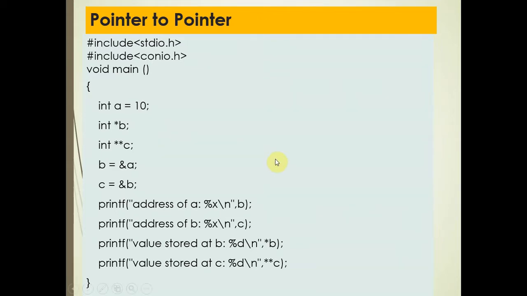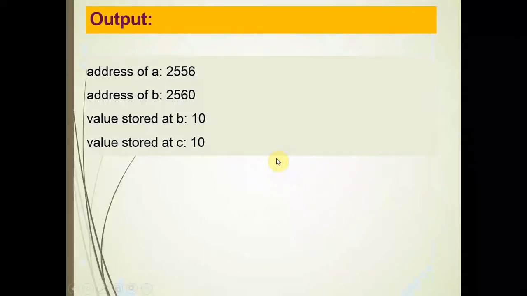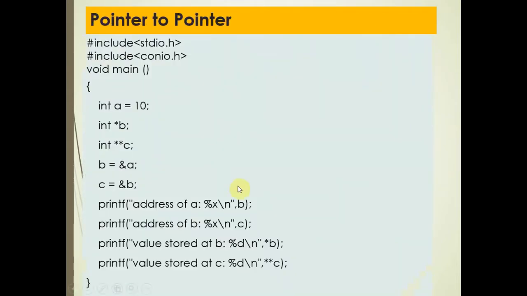Now I will see another example. First you see the output of the addresses. Suppose I have assumed here the address of a is 2556 and the address of b is 2560. So the value stored at b is 10 and the value stored at c is also 10. I told you the value at b is 10 because b contains the address of a and the value of a is 10, so it will print 10. In this case it will also print 10.